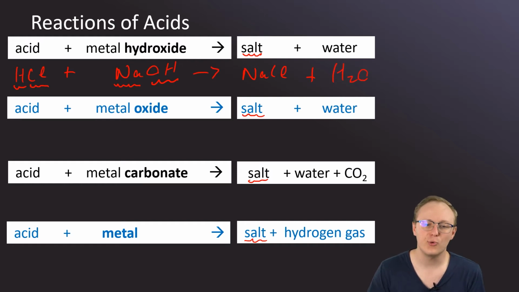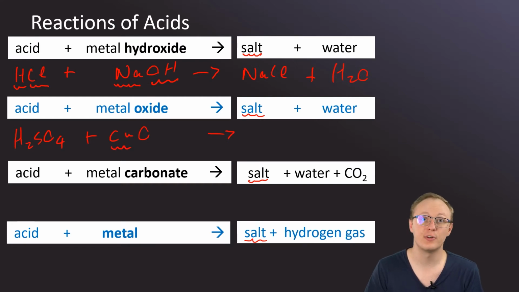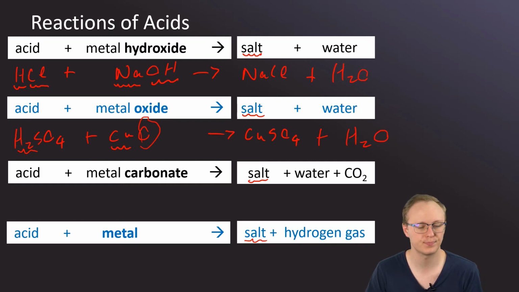If we have an acid and a metal oxide, let's say, for example, we've got sulfuric acid and that reacts with copper oxide. Now the salt is going to be the cation joining with the sulfate ion. So you're going to get copper sulfate. And then here, this oxygen is going to be happy to find two hydrogens that it can bond with, because that's what it needs in order to form water.